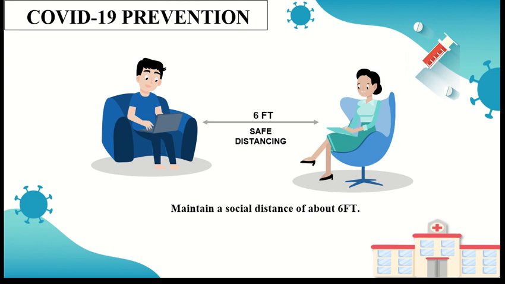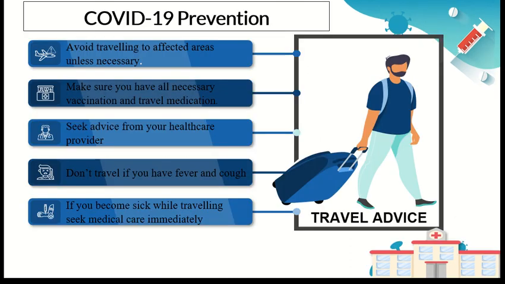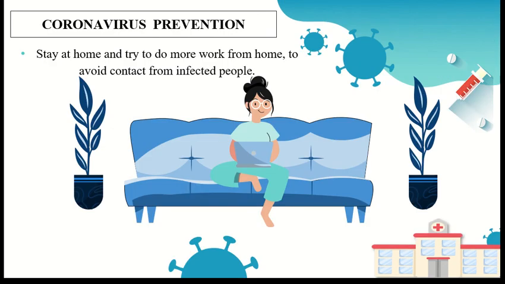COVID-19 prevention. The first and foremost prevention of COVID-19 is safe distancing. Maintain a social distance of about 6 feet. COVID-19 prevention. Travel advice. Avoid traveling to affected areas unless necessary. Make sure you have all necessary vaccinations and travel medication. Seek advice from your healthcare provider. Don't travel if you have fever and cough. And if you become sick while traveling, seek medical care immediately.